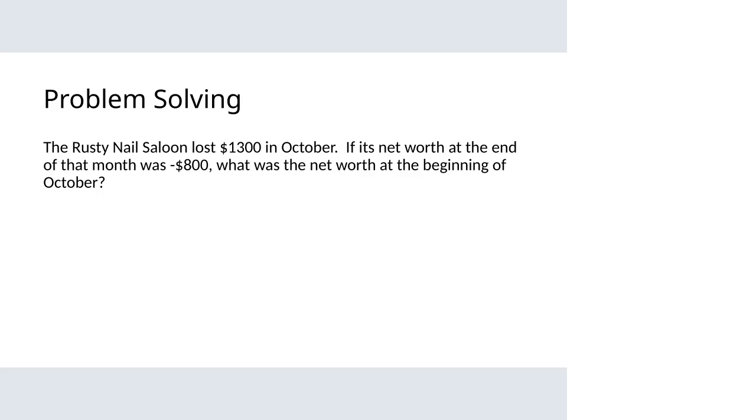A little bit of problem solving as we round out towards the end of section 3.4. There's not a whole lot in 3.4, which is why we can combine it with 2.3. The Rusty Nail Saloon lost $1,300 in October. If its net worth at the end of that month was negative $800, what was the net worth at the beginning of October? This is a problem where we're getting used to working with positive and negative integers.